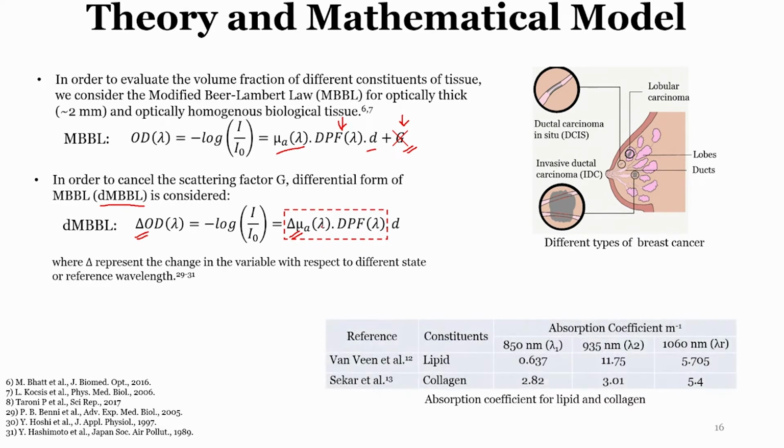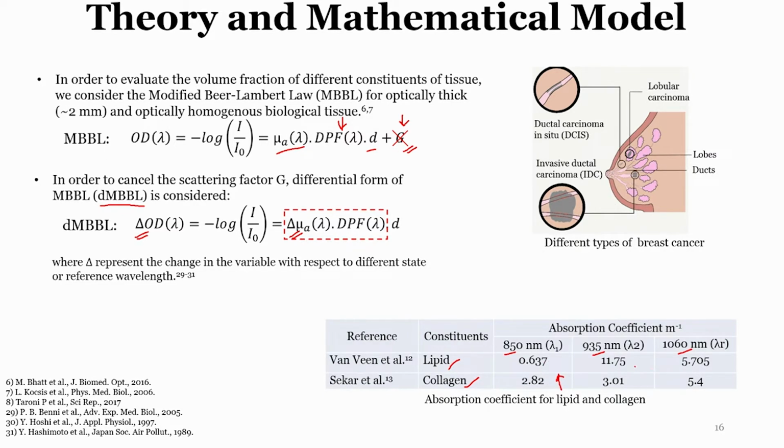Okay, looks good. So, we already have the absorption coefficients for different constituents such as lipid and collagen for different wavelengths. For 850 you can see that lipid has 0.637 per meter of mu a, that is the absorption coefficient. For 935 again we have the absorption coefficient for lipid and collagen, and for 1060 we also have the absorption coefficient for lipid and collagen. So, what we see is that at 850 nanometers the absorption coefficient of collagen is very high as compared to the lipid.